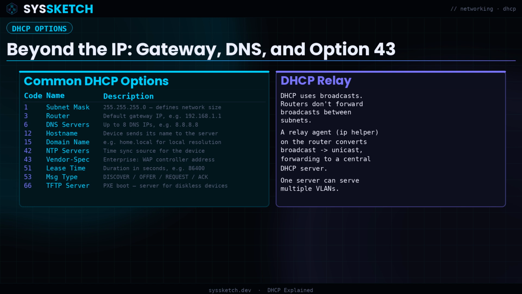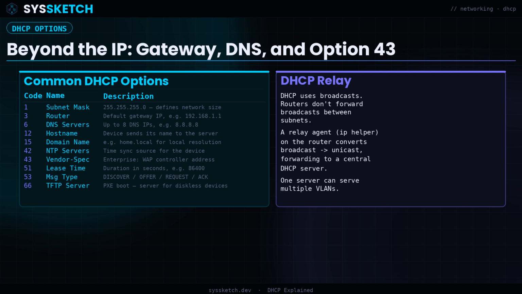Option 43 is vendor-specific information used in enterprise environments to tell wireless access points the address of their controller. Option 66 points diskless devices to a TFTP server for PXE network boot. All of this configuration flows to the client in a single DHCP ACK. One exchange and the device knows everything it needs to participate on the network.